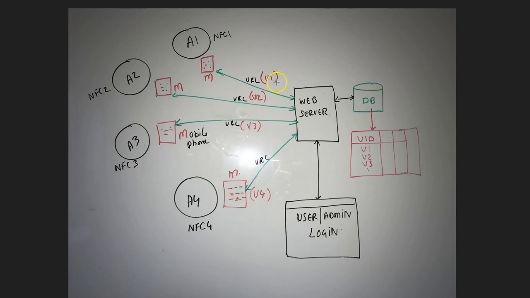In this example I've got 4 stickers, and each of these NFC stickers has a URL, and this URL has the UID of these tags, and in the backend server these UIDs are stored in the database. This server also has an interface where a user or an admin can look into all the requests coming from different locations, and they can study how the smart posters are working.